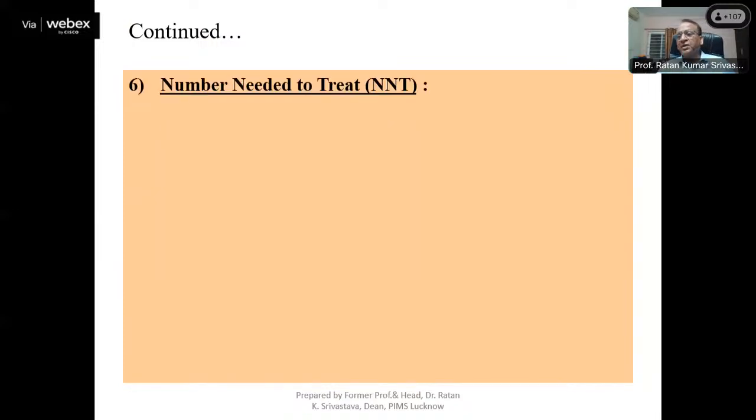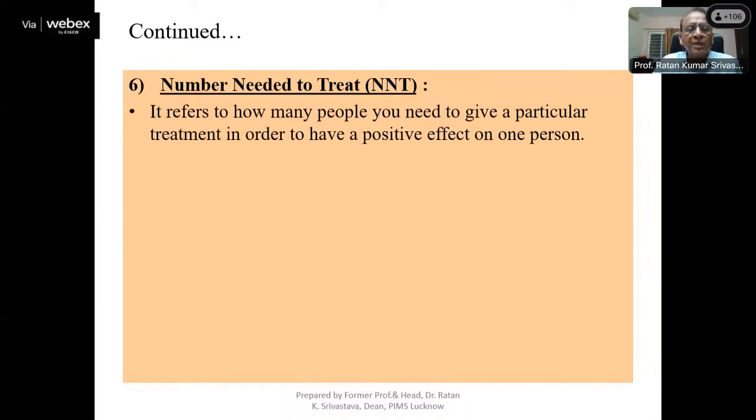Number needed to treat. This is another analysis. I think in my previous lectures, I was not using these things, but because this time special mention was made of how to measure it also, I'm discussing number needed to treat. This is one analysis you can do. It refers to how many people you need to give a particular treatment in order to have positive effect on one person. How do we calculate? It is given by this calculation. Number needed to treat is 1 upon attributable risk.